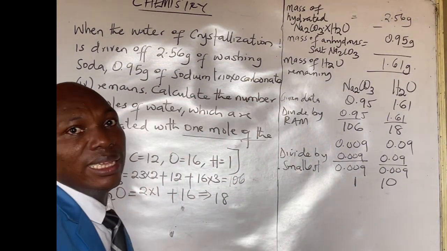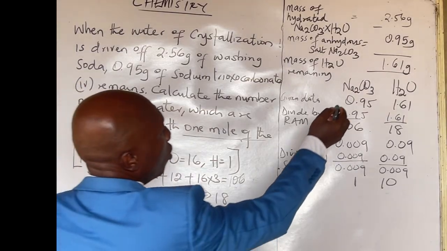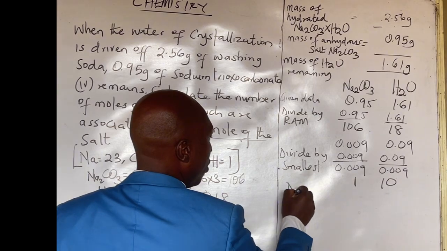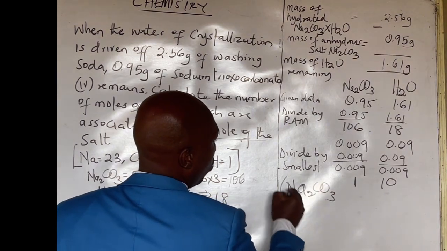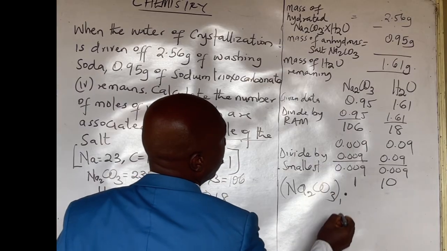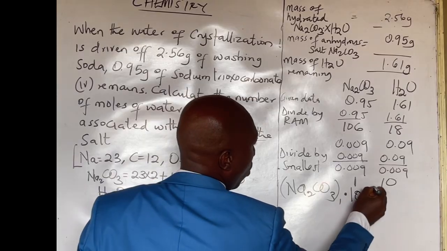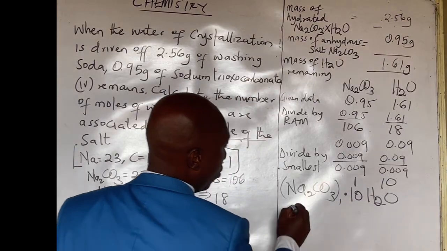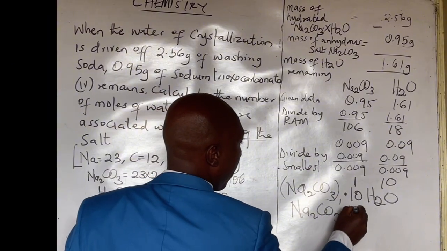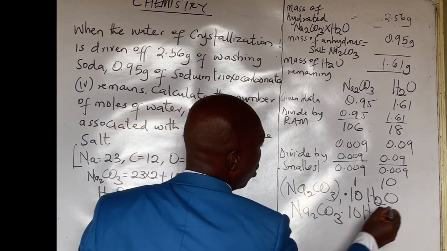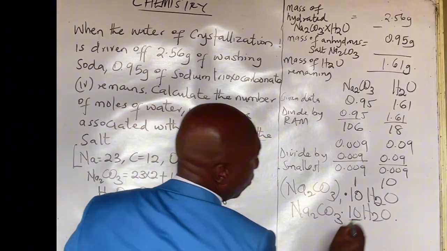So we want to write the number of moles of the salts. We have sodium carbonate having 1, but since it's water of crystallization, we have 10 water. So we write it very well: we have sodium carbonate decahydrate. So the number of moles of water associated with the salt is 10.